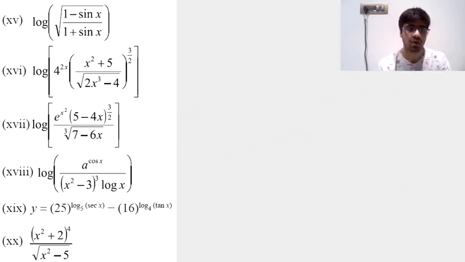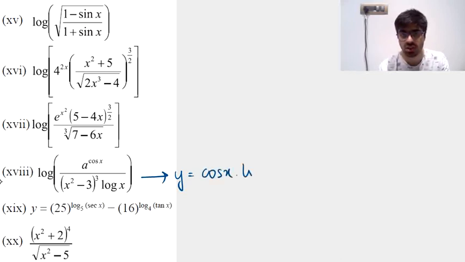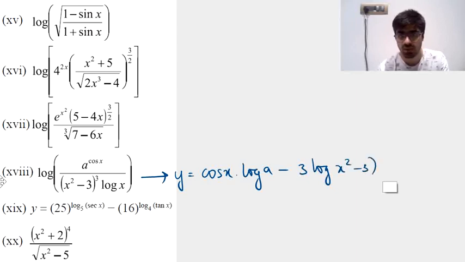Okay. Continue with the next one, which is again the same thing. Log a minus log b minus log c. So the first term, that will be log of a power cos x. Cos x comes out and you get cos x into log a minus log of this thing, where that power 3 can be taken out, and you can write it as 3 times log of x square minus 3. And the last term, which will be minus log of log x.